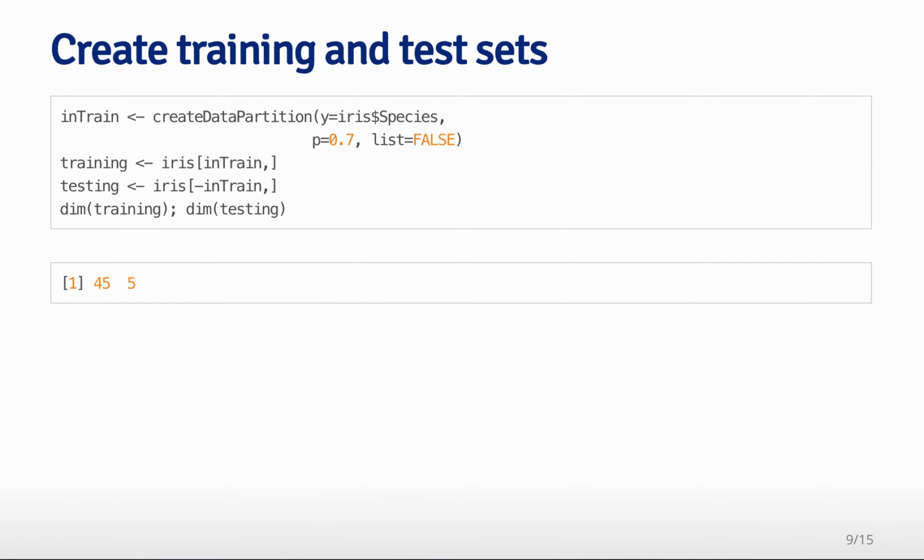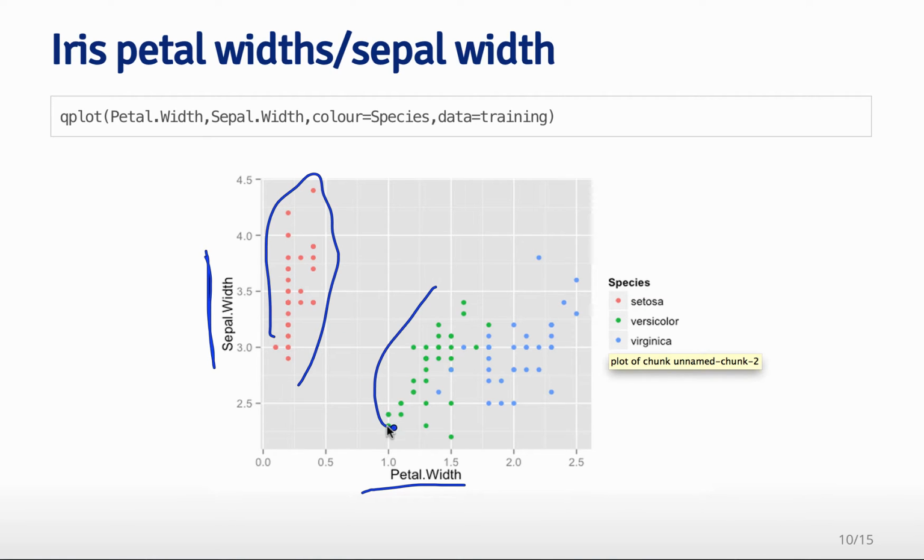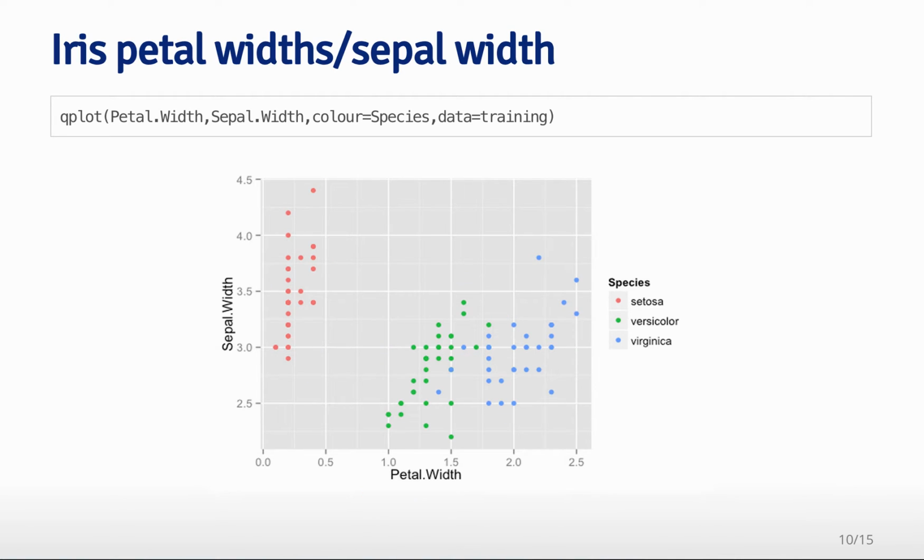Again, I always separate the data into the training and the test set. In this case, I have 45 examples in my training set that I can use to build a prediction model. The first thing that I do is plot the petal width versus the sepal width. So that's petal width on the x-axis and sepal width on the y-axis. And then I'm going to color it by the different species. You can see there are 3 very distinct clusters here, so it's a relatively easy classification problem.